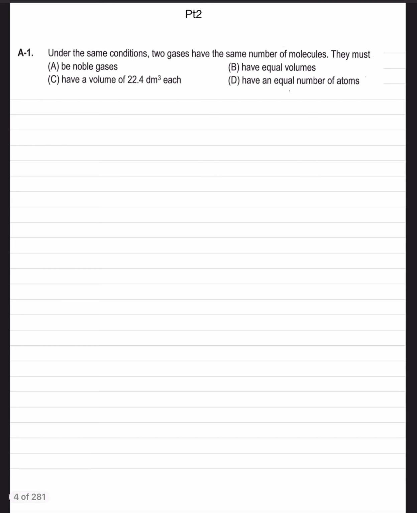Next question. Now we are starting part 2 of section A. A1 question: under the same condition, two gases have the same number of molecules. They must have equal volumes. How did we get this answer? Basically we have Avogadro's law.